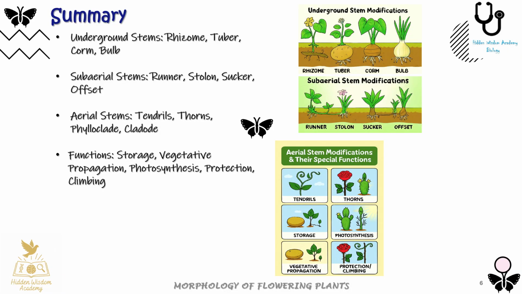Let's quickly recap what we learned. Underground stems include rhizomes, tubers, corms, and bulbs, which help store food and survive tough conditions. Subaerial stems like runners, stolons, suckers, and offsets help plants reproduce without seeds. Aerial stems such as tendrils, thorns, phylloclades, and cladodes help in climbing, protection, and photosynthesis. Remembering these types and examples is important for NEET and helps identify plants by their stem adaptations.